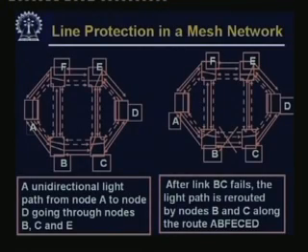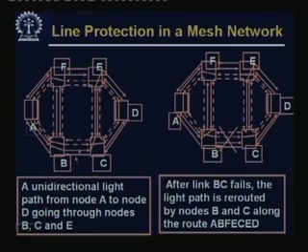So, some more cases: line protection in a mesh network. What we have is a unidirectional light path from node A to node D. It goes through nodes B, C and E, sorry. So, from A to D, we are talking about this path: A to B to C and then to E.